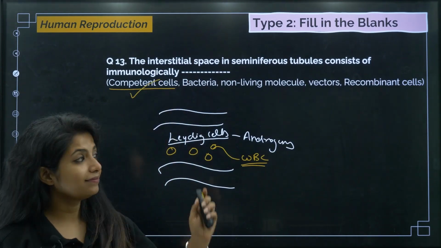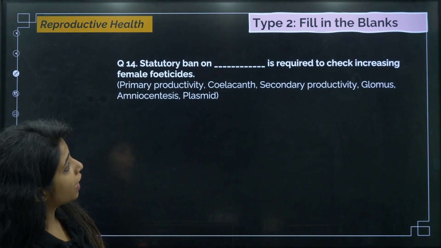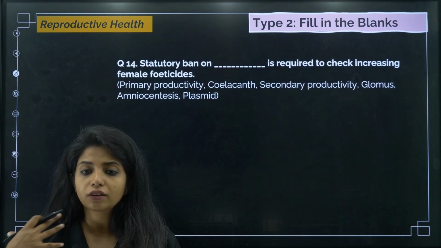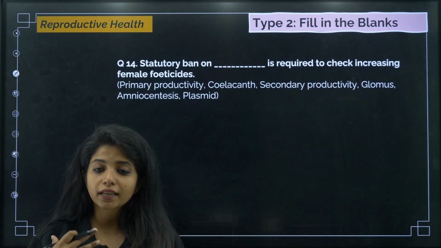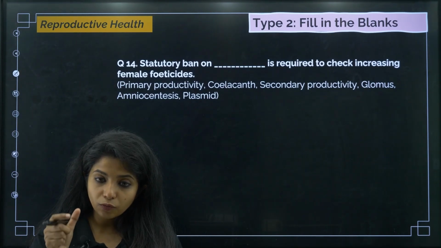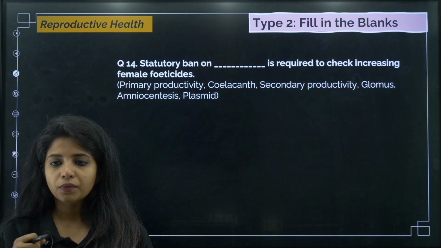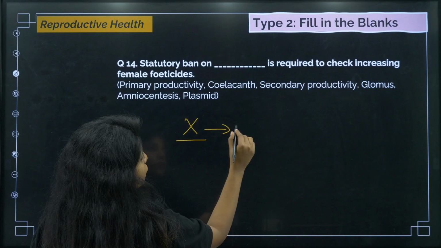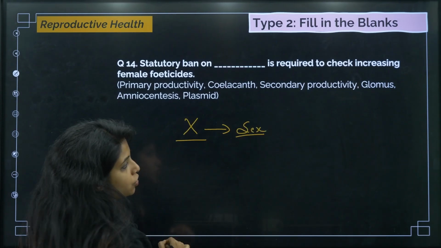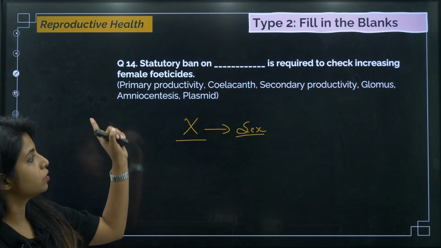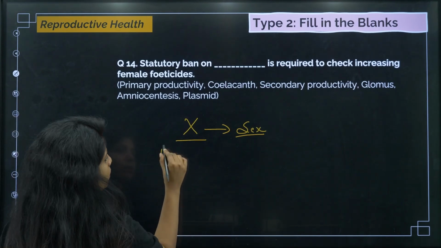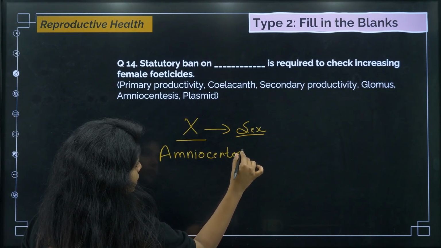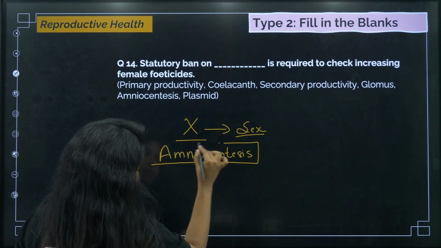Okay, easy. Next, statutory ban on dash is required to check increasing female feticide. What do you mean by feticide? The killing of people. So female feticide is the killing of female people. So there was a ban on a particular process which was required for understanding the sex of the child. What was this particular process? It was known as amniocentesis. What exactly happens in amniocentesis, children?